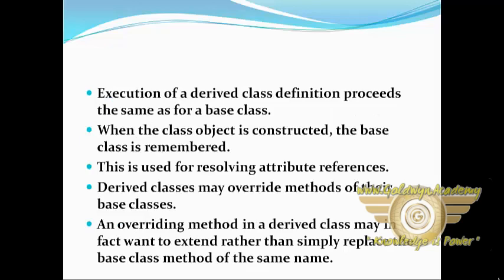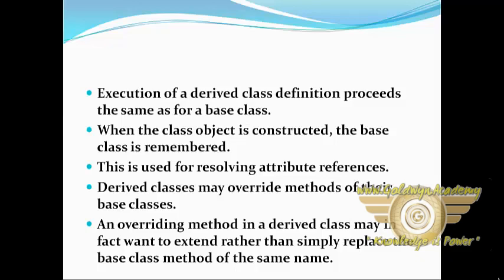Execution of a derived class definition proceeds the same as for a base class. When the class object is constructed, the base class is remembered. This is used for resolving attribute references. If a requested attribute is not found in the class, the search proceeds to look in the base class. This rule is applied recursively if the base class itself is derived from some other class.